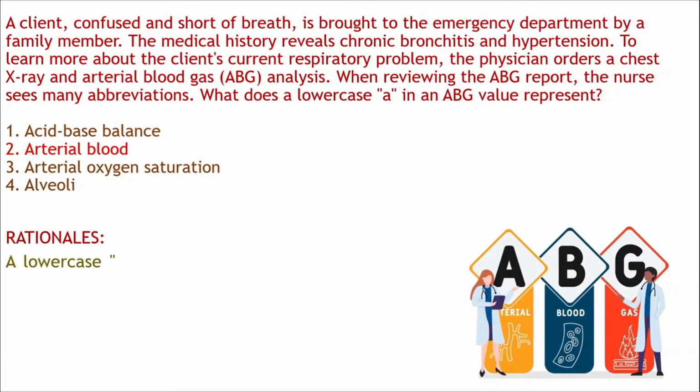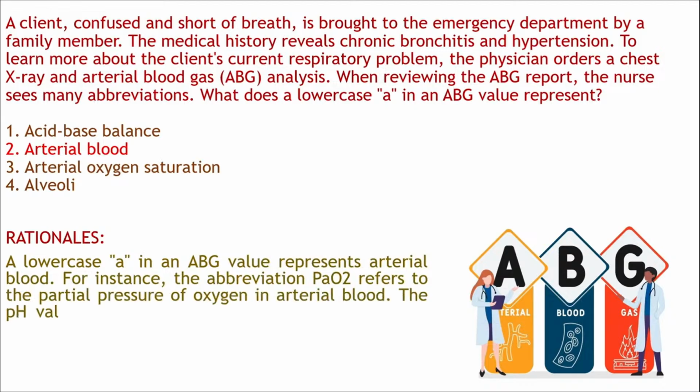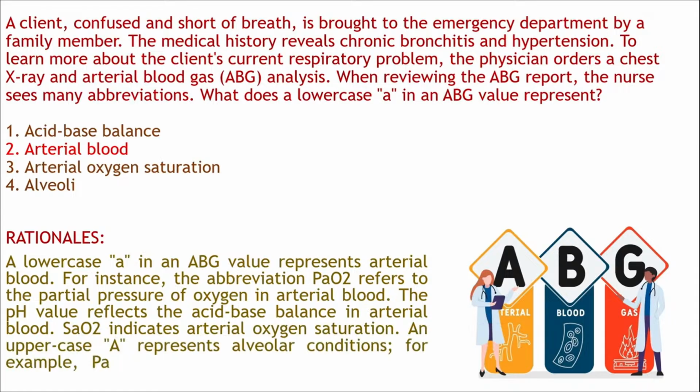Rationales. A lowercase a in an ABG value represents arterial blood. For instance, the abbreviation PaO2 refers to the partial pressure of oxygen in arterial blood. The pH value reflects the acid-base balance in arterial blood. SaO2 indicates arterial oxygen saturation. An uppercase A represents alveolar conditions. For example, PAO2 indicates the partial pressure of oxygen in the alveoli.